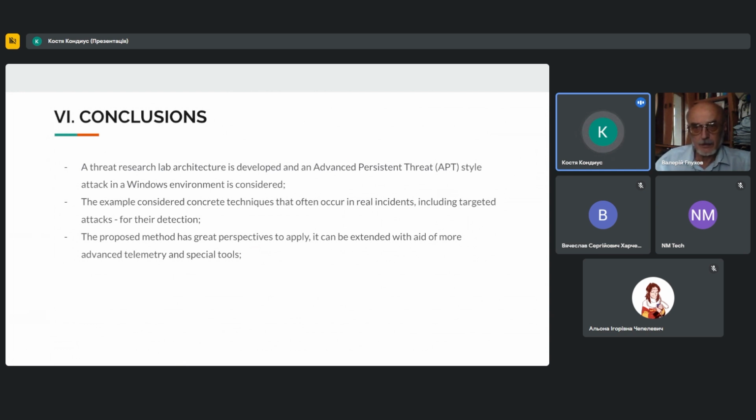It can be extended with the aid of more advanced telemetry and special tools. Since the development of EDR, endpoint detection and response solutions, attackers' techniques are becoming more and more sophisticated and often allow them to bypass detection rules that use standard operating system audit capabilities and free tools.